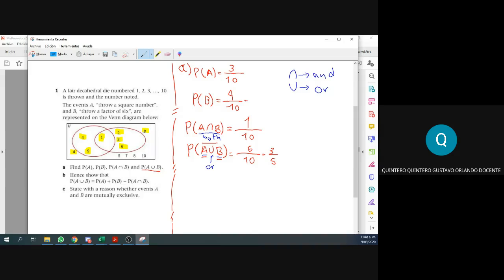We can also do this in here, right? So this is 2 over 5. All right. Pretty good, guys. Pretty good. All right. That is how you find these probabilities. Let's jump into question B.